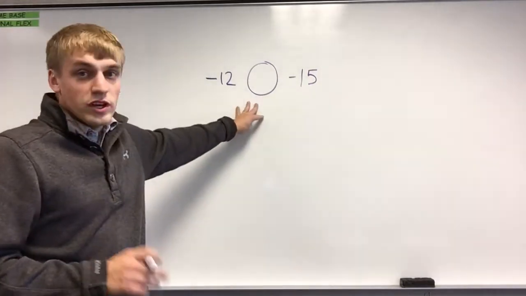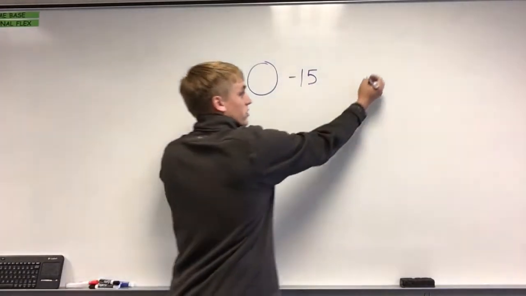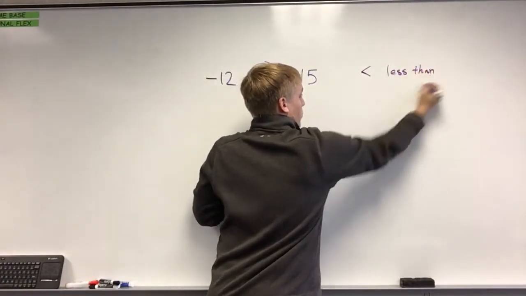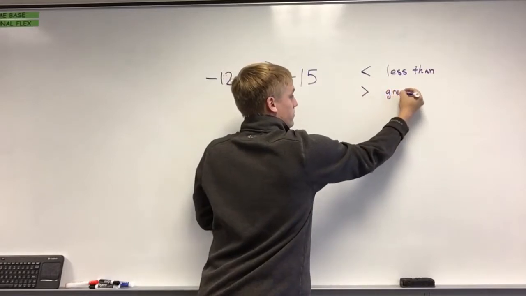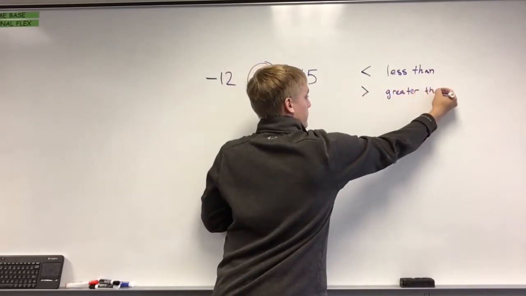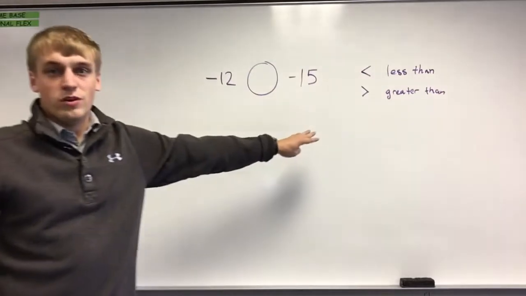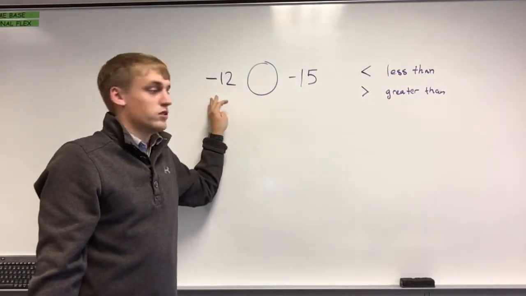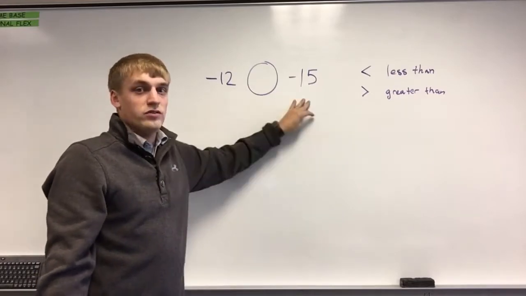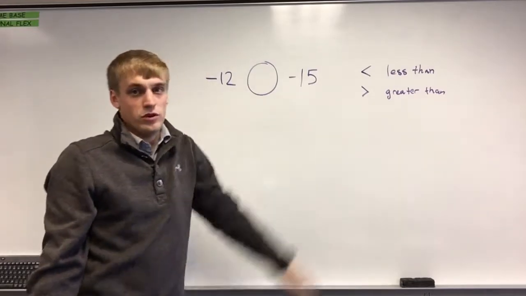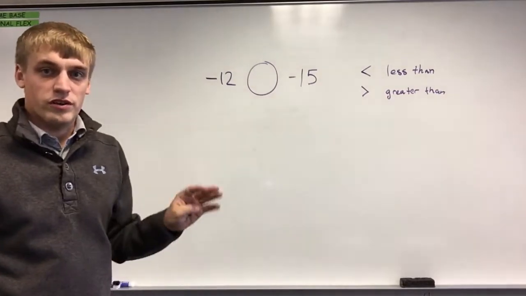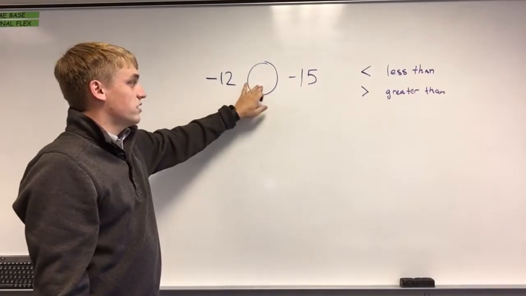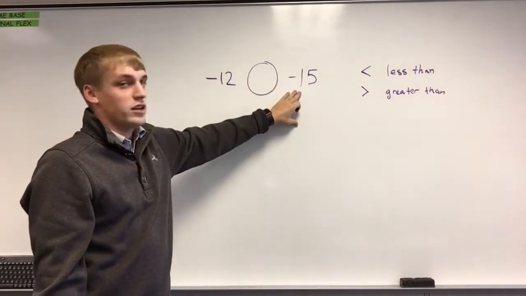When you're comparing two inequalities, you're just going to use the less than or the greater than, because one of the sides is not a variable, because we know both values, we can use less than or greater than. We don't have to worry about less than or equal to or greater than or equal to. So we ask ourselves, is negative 12 less than or greater than negative 15?